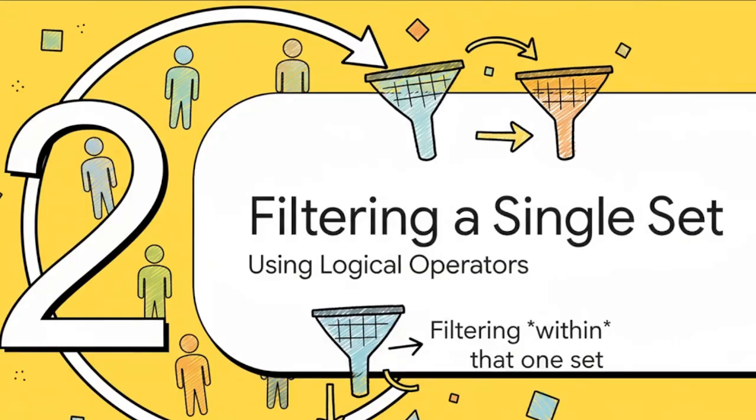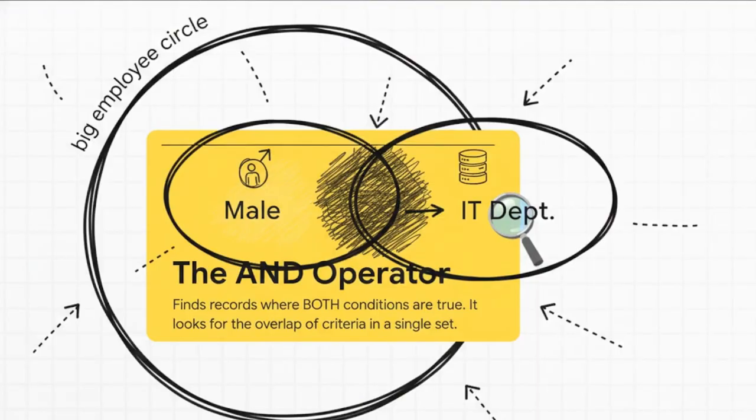Okay, so we've got our big circle full of employees. But how do we find specific people inside that circle? Well, this is where our first group of logical tools comes into play. These are the things that let us pick and choose from within that one set. First up is the AND operator. Think of AND as your tool for getting super specific. It finds records that have to meet multiple rules at the exact same time. It's all about that overlap inside our big circle.